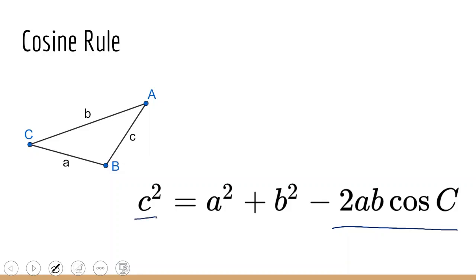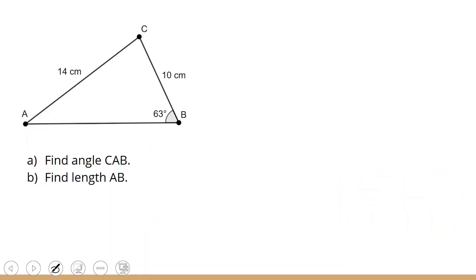So one way to remember this is its similarity to the Pythagoras theorem, right? C squared is equal to A squared plus B squared. And since cosine 90 is actually 0, for a right triangle, we won't need this part, right? But for any other type of triangle, we will need it. So let's go ahead and try using these rules to solve the following triangles.